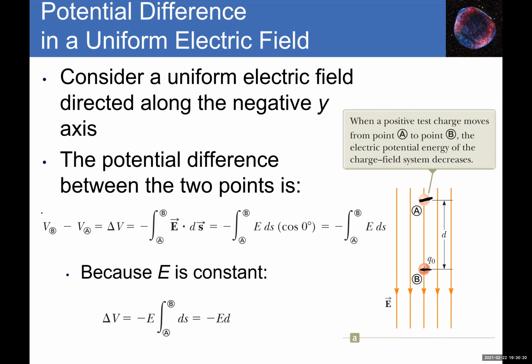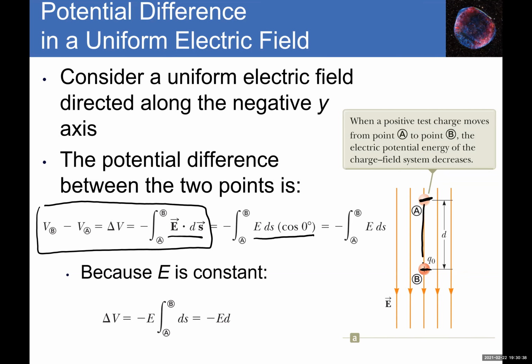So this equation, remember this integral that relates the potential difference between those two points to the electric field, allows us to see that if the electric field is uniform and constant, then the dot product becomes E ds cosine theta. Since the displacement ds and the electric field direction are in the same direction, theta is 0 degrees. So this integral just becomes E times ds. But if the electric field is constant, I can remove it from the integral. Then delta V equals negative E times the integral of ds.